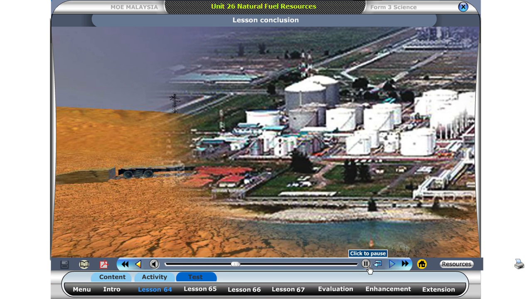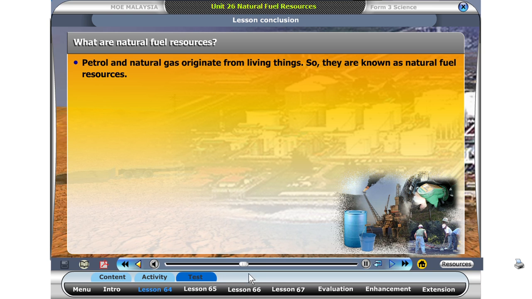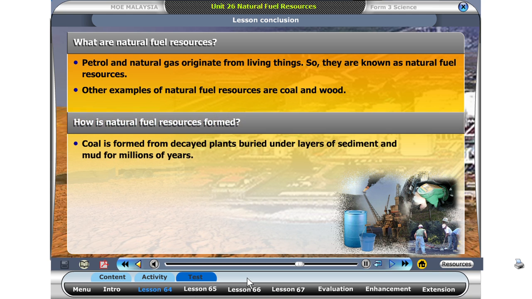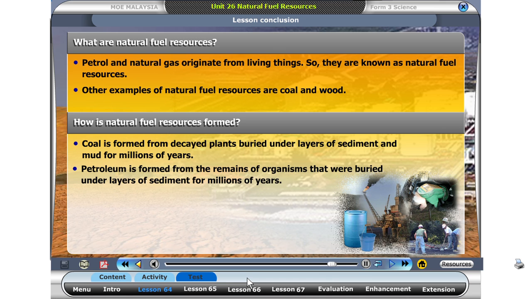That is correct. In this lesson, we learned that petrol and natural gas originate from living things, so they are known as natural fuel resources. Other examples of natural fuel resources are coal and wood. Coal is formed from decayed plants buried under layers of sediment and mud for millions of years. Petroleum is formed from the remains of organisms that were buried under layers of sediment for millions of years.